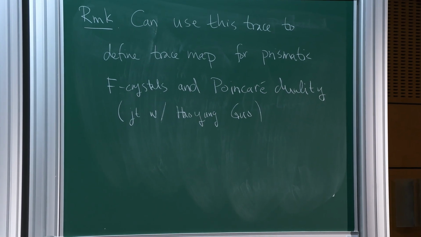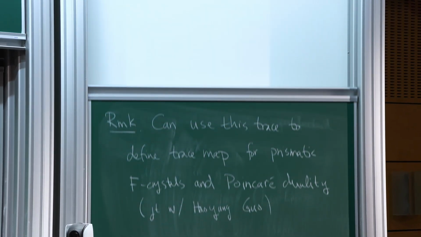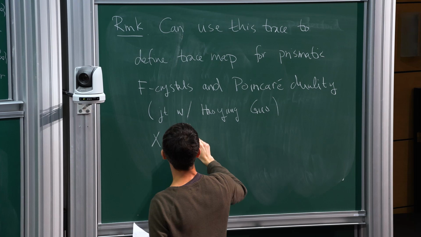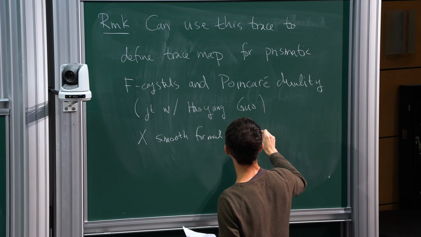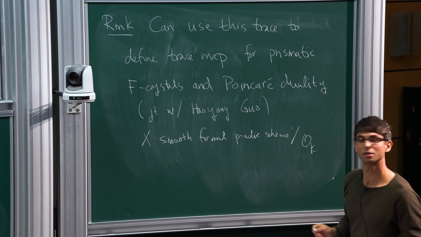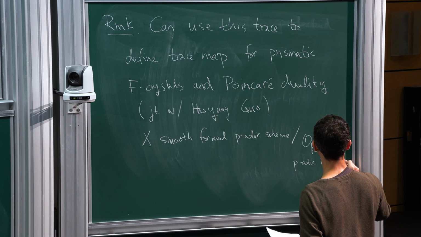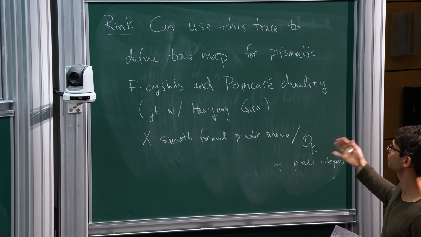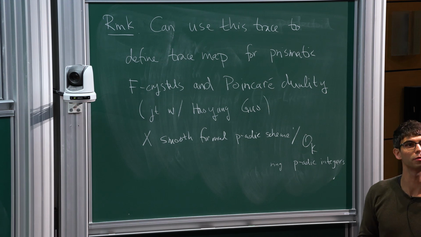You said that you did it in... Yeah, so the setup is the following: we have a smooth formal p-adic scheme defined over a ring of p-adic integers. Yes, so we have to prove that there's a functor from these crystals to an étale local system on the generic fiber, and that this functor is fully faithful.